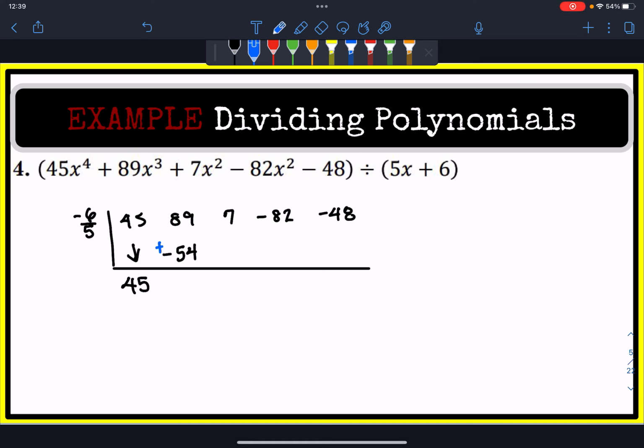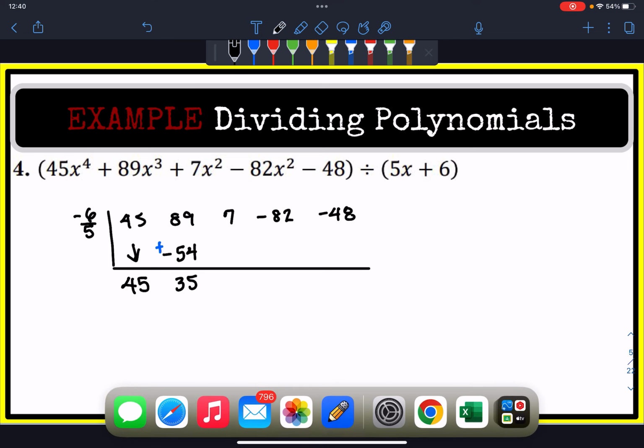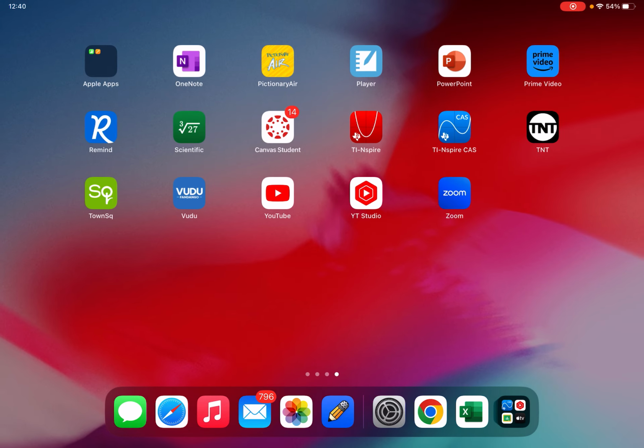Adding this is equal to 35. Now let's multiply 35 with -6 over 5. You know what? I forgot to add my calculator here. So let's add the calculator.